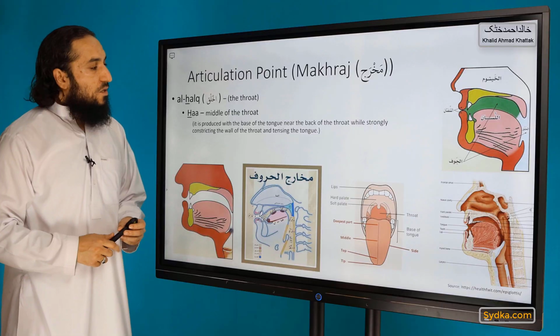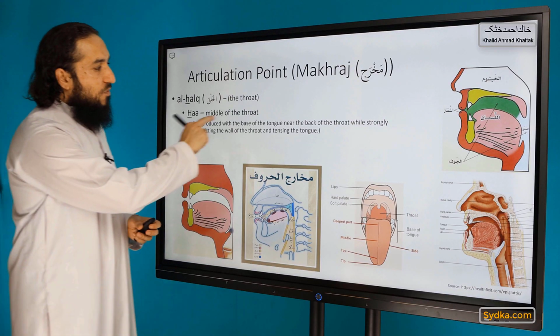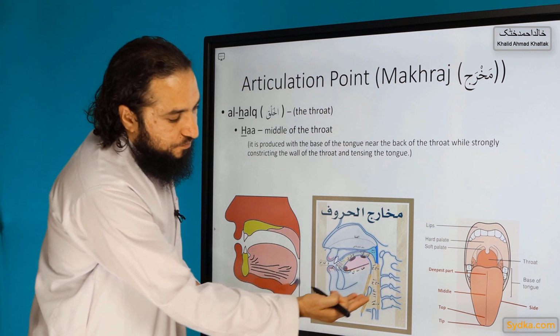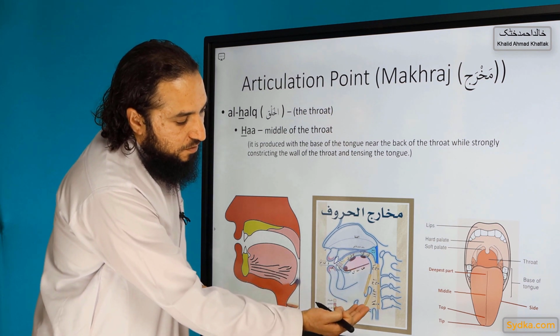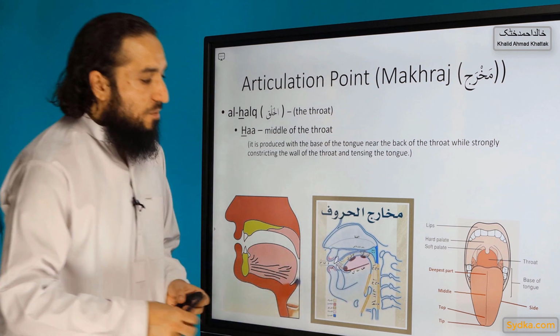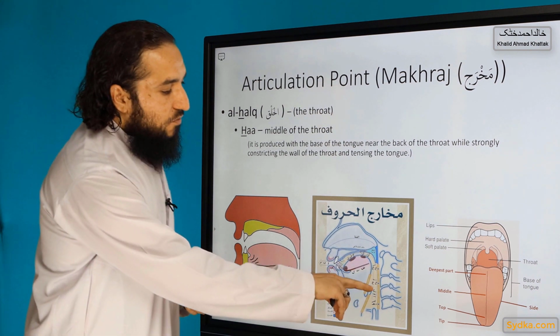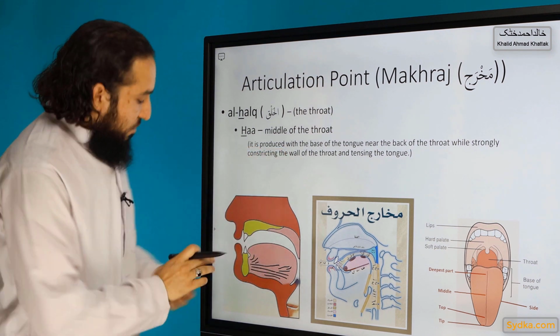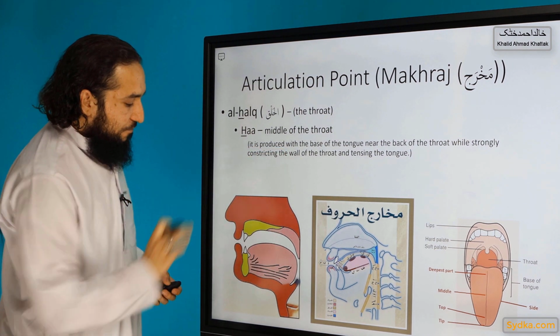So what is its makharij? It comes from the middle of the throat. So basically the throat has 6 letters, from the farthest from the mouth, the middle, and the nearest to the mouth. And this one is from the middle of the throat. It is produced with the base. Let me explain this to you.